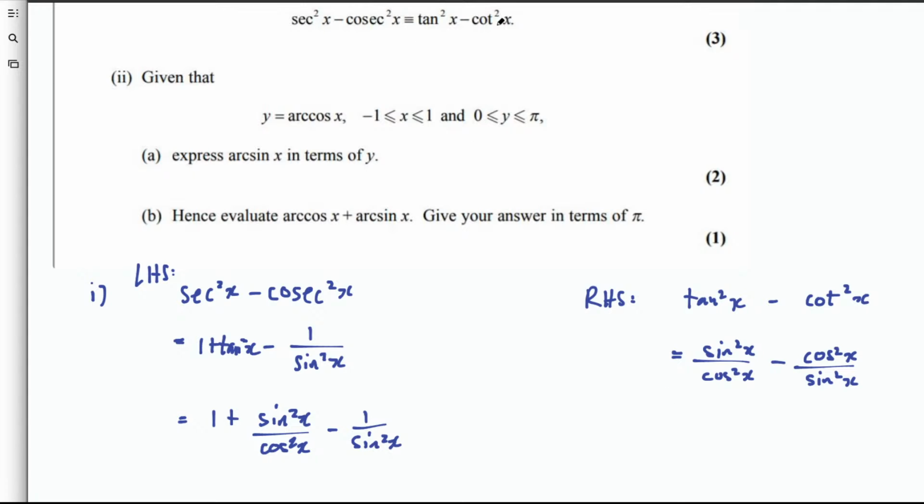I feel like I've done this one before. Oh, this one. Oops. So I'm seeing something I could do with this one.